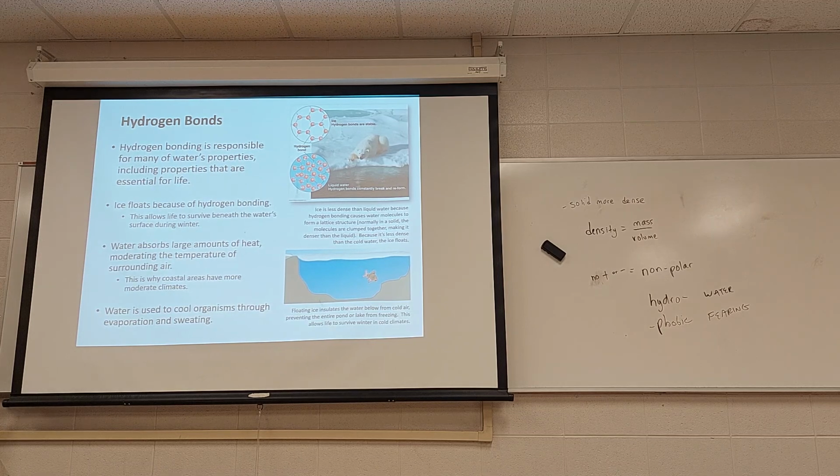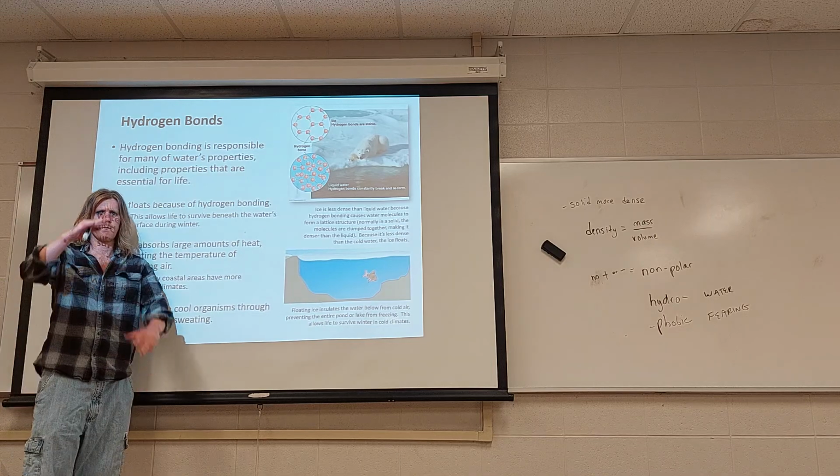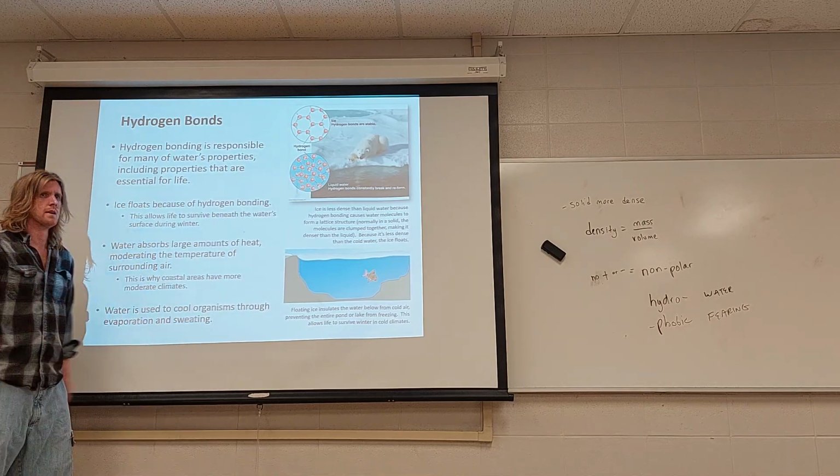Other properties of water caused by hydrogen bonding include heat absorption, which keeps the temperature of air around water much more moderate. Oceans, for example, absorb a lot of heat, which keeps the surrounding air temperature much cooler. If you go look at the weather for San Francisco, it's going to be a pretty narrow range of temperatures because of that sea effect.